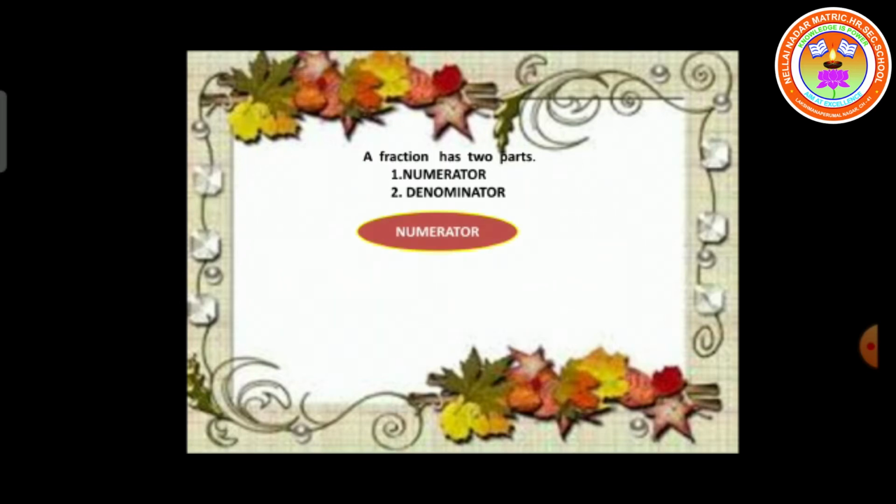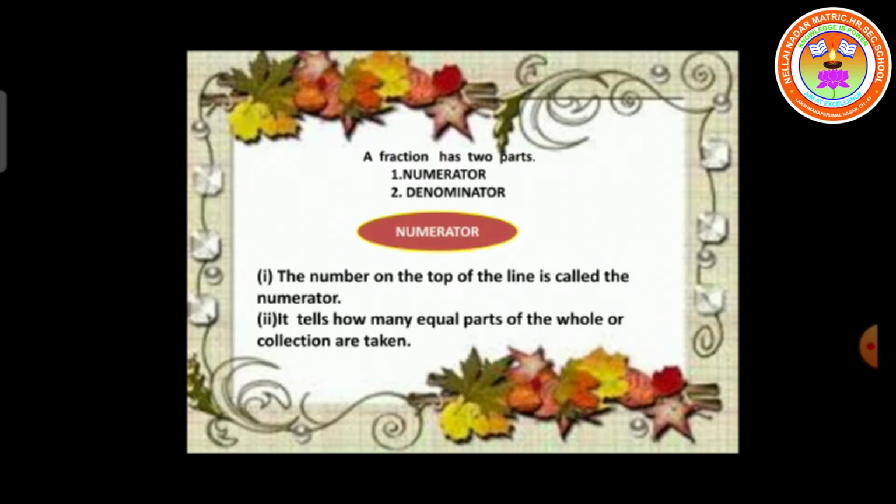What do you mean by numerator? The number on the top of the line is called the numerator. It tells how many equal parts of the whole or collection are taken. You have come across the words numerator and denominator in your lower classes, right? So for example, 1/2 means 1 is the numerator and 2 is the denominator. So what do you mean by numerator? It tells how many parts of the whole. Is it clear? Right?